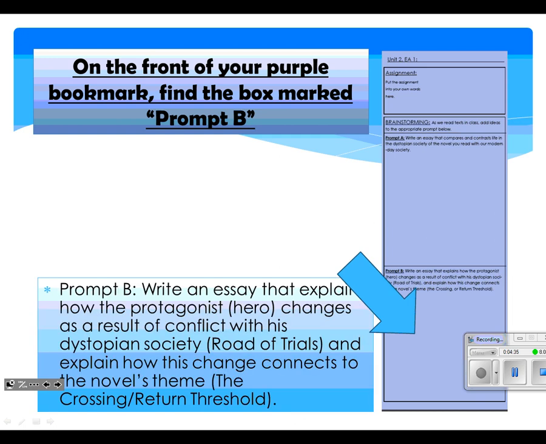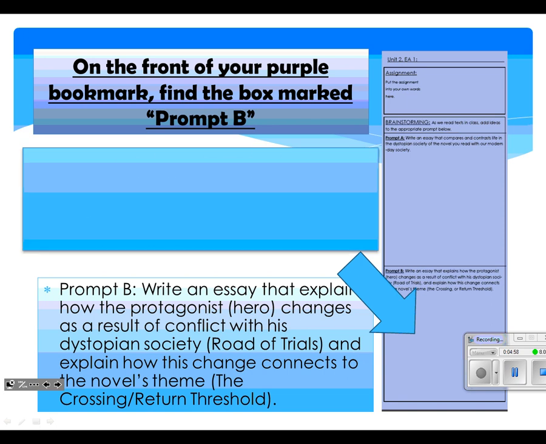Now, the second prompt, some of you might choose over the first because this one should be fresh in your memory. All those charts that we were working with in your groups, that's what prompt B is all about. So for this second option, this is where you explain challenges that Jonas faced. Not only made him someone else, but it also showed what the theme of the story was.